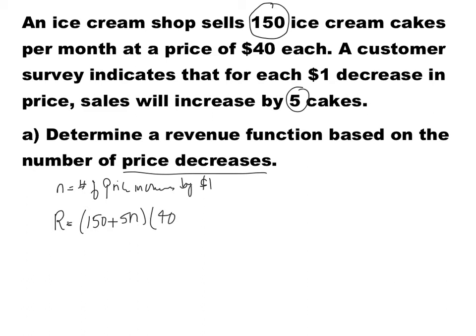But each time we decrease the price by $1 and we do it n times, it's going to be minus 1n. 1 is $1. Now, the first part says determine the revenue function. So this is our revenue function.